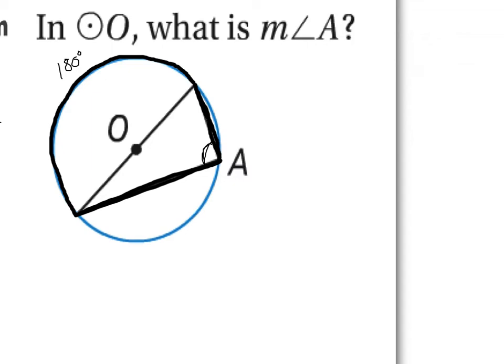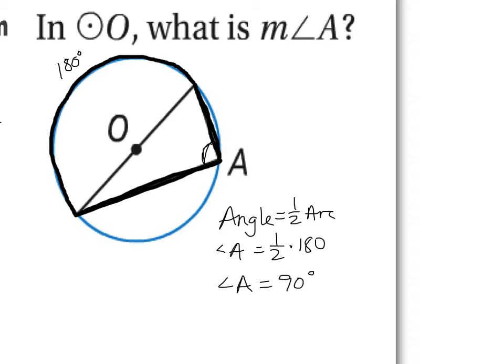If the arc is 180 degrees, to find the angle, I'm going to take the angle equals 1/2 the arc. The angle is equal to 1/2 the arc, and the arc is 180 degrees. So the angle is 90 degrees in this case. Okay.